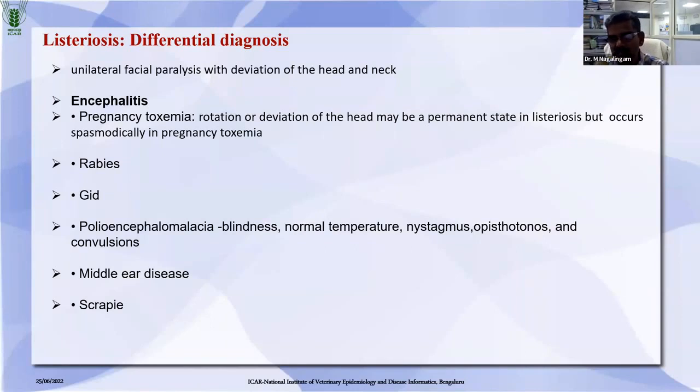And other than that, Chlamydia, Coxiella, and other causes of abortion require some sort of laboratory intervention so that we can come to a conclusion about the reason for that abortion. In case of Campylobacter, of course, it can occur in the early part of pregnancy, and in case of Toxoplasma, it can occur at any stage of the pregnancy.